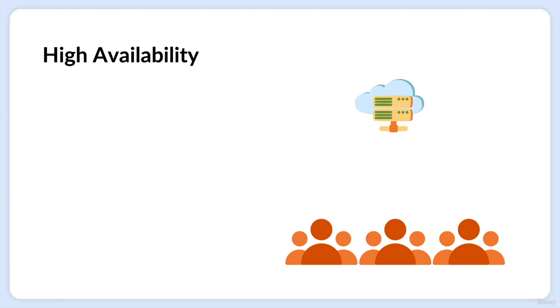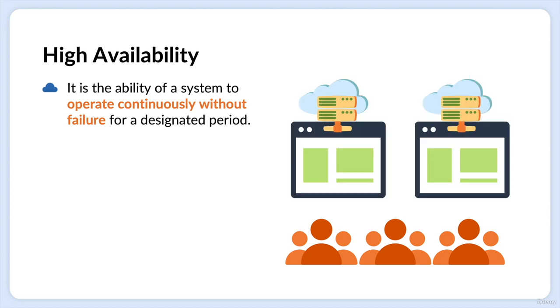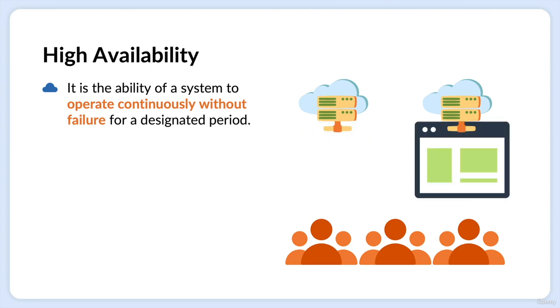So, high availability is the ability of a system to operate continuously without failure for a designated period. In this case, to make the application available for your users, you can run the application on two virtual machines. So while your security team will do patching on one virtual machine, another will be available.